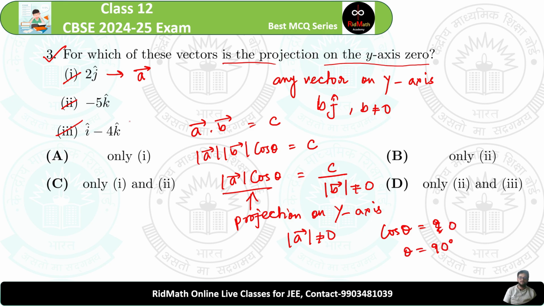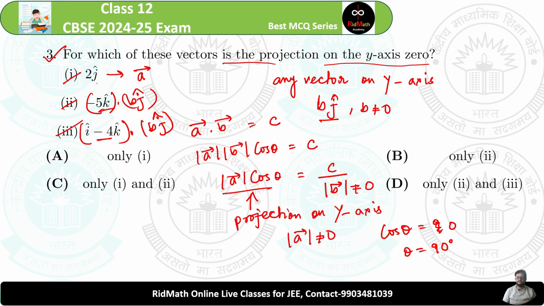In other words, when we dot product this vector with bj, and this one dot bj, as the j component is absent here, I dot j will be 0 and k dot j will be 0, because I and j, k and j are perpendicular. That means cos theta equal to cos 90 degrees, that means 0.